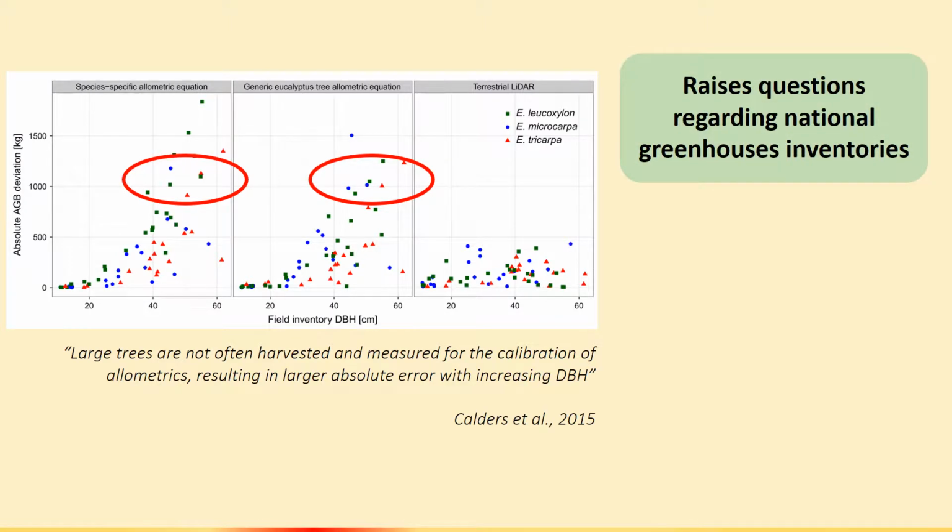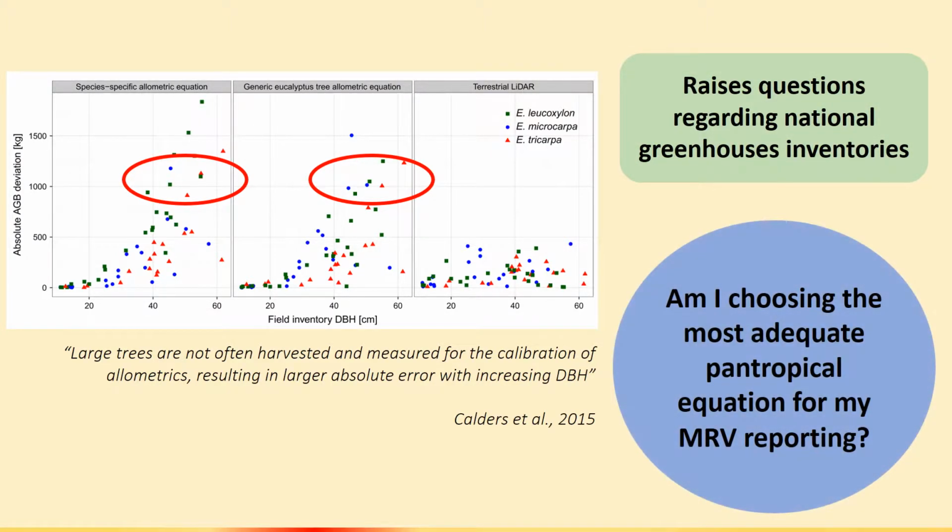This raises a question regarding the national greenhouse gas inventories. Am I choosing the most adequate pantropical equation for my MRV reporting?